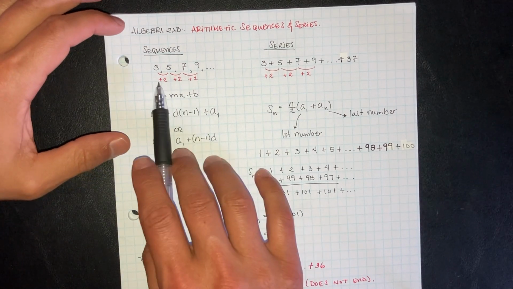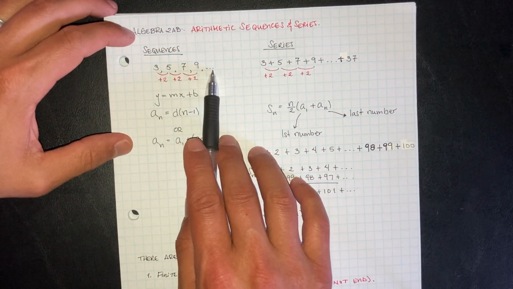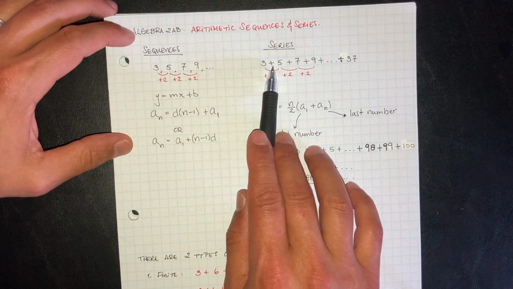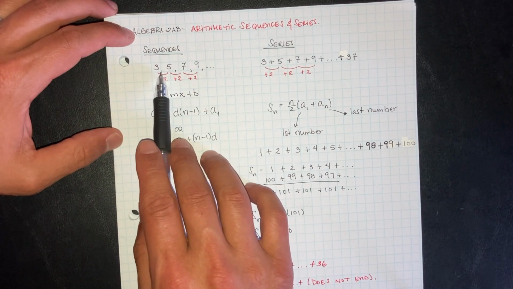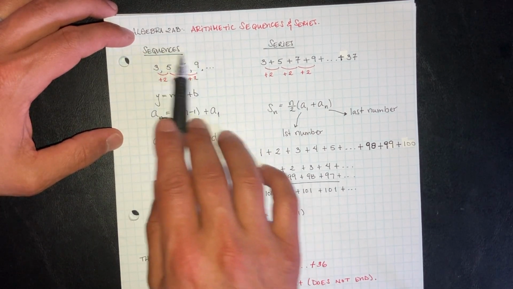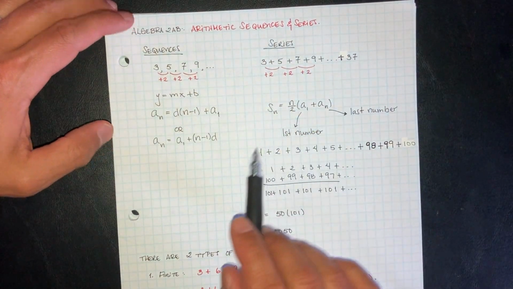A sequence, you notice I have the numbers here. A sequence is separated by the commas. A series is when you're actually adding those values. Una secuencia, como pueden ver, está separado por las comas. Pero cuando hablamos de una serie, ven que se están sumando.